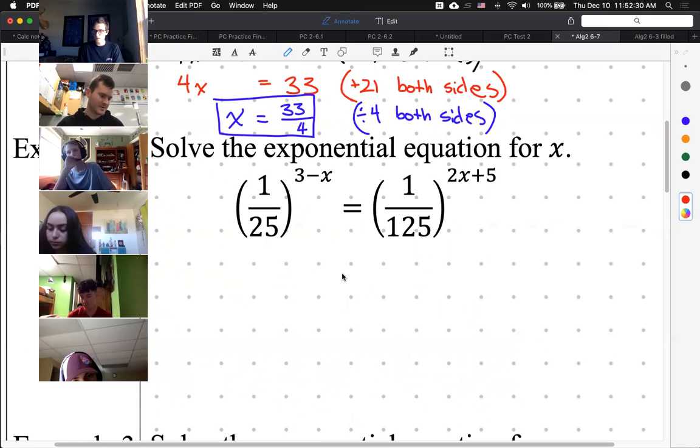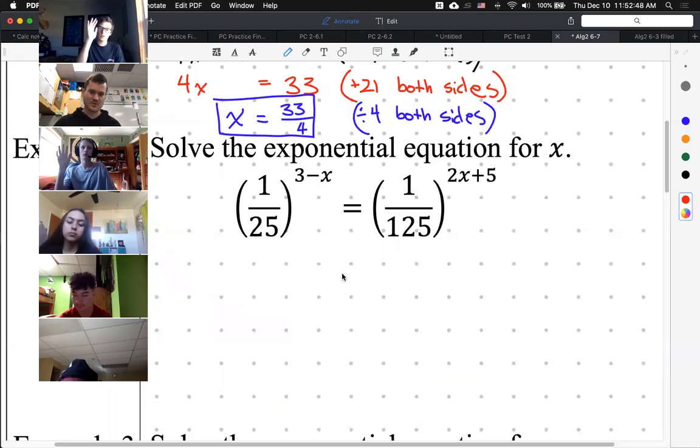All right, so example number 2. Again, it's going to be the same procedure every single time, just like 6-6, our previous lesson yesterday on Wednesday. You need to get the same base on both sides. Obviously, 1/25th is the base on the left, and 1/125th is the base on the right. Those are not the same base. Get the same base, and then once you have the same base, set their exponents equal to each other, then solve. What do we do to get the same base?